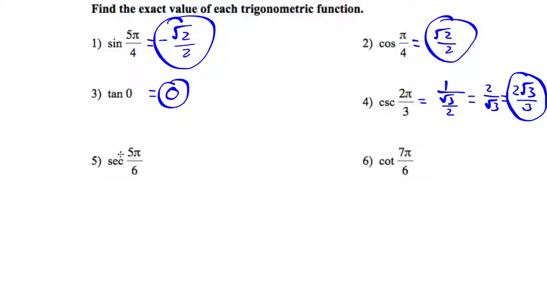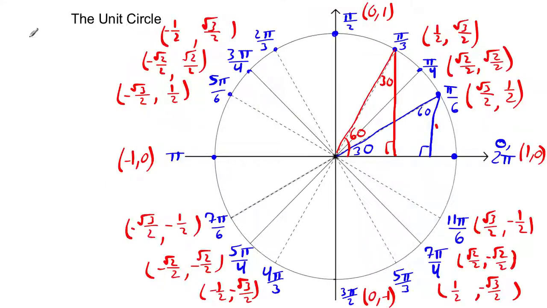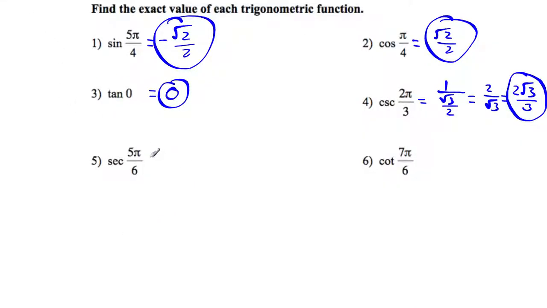Secant is the reciprocal of cosine, so for 5 pi over 6, for the cosine we'd be looking for the x value, which is negative root 3 over 2. For the secant, we're looking at the reciprocal. So we get negative 2 over the square root of 3, which again we rationalize the denominator to get negative 2 root 3 over 3.